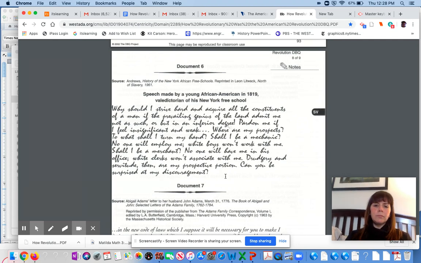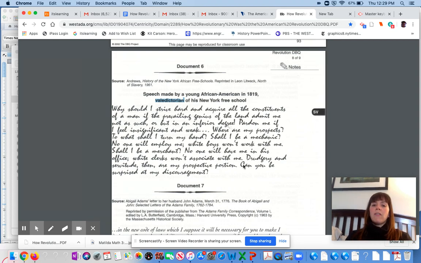Okay. And so, a young African American man in 1819 delivering a speech in a New York school. Free school means you can attend this school. It's primarily for Black students. I doubt that white students attend the school at all because there's no integration whatsoever. Valedictorian, right, means he's the first in his class. He's incredibly gifted. He's incredibly bright. And then he says the following.